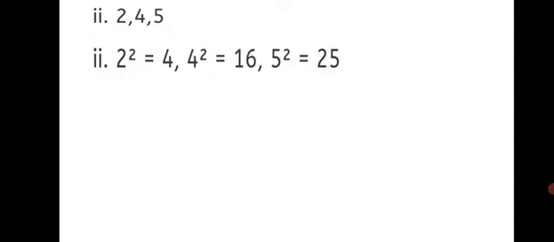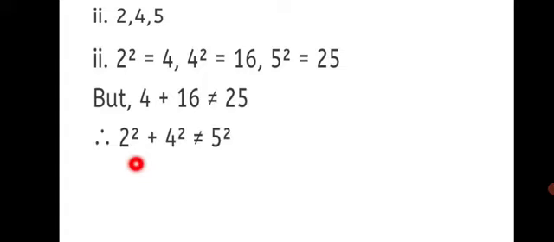In the second step, we will add the squares of the smaller numbers, that is 4 plus 16, which is not equal to 25. 4 plus 16, if you add, you get 20. You can write 4 plus 16 is equal to 20 and show that it is not equal to 25. Or straight away you can write in this step 4 plus 16 is not equal to 25, with the slashed equal sign meaning not equal. The third step, that means 2 square plus 4 square is not equal to 5 square.